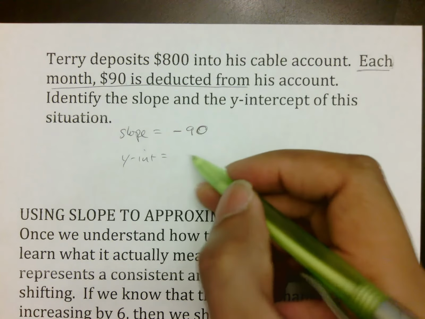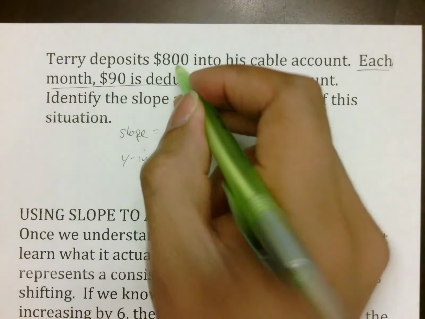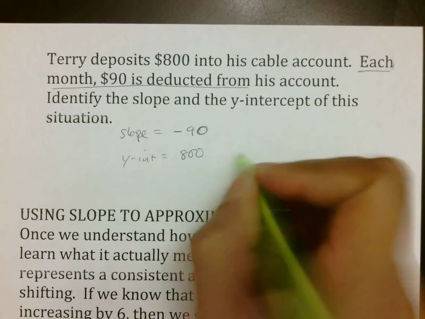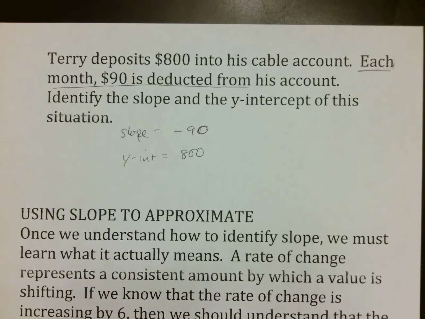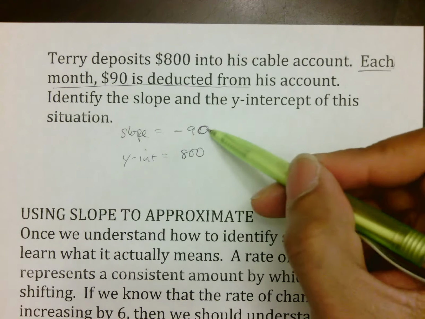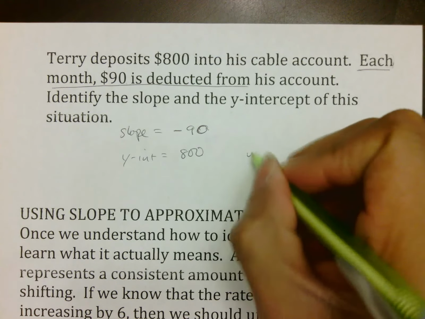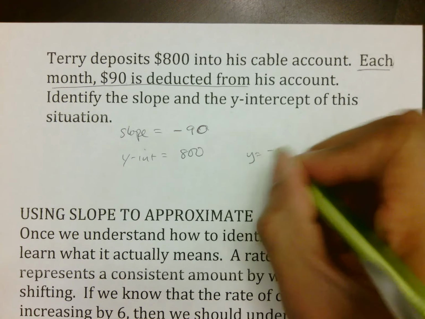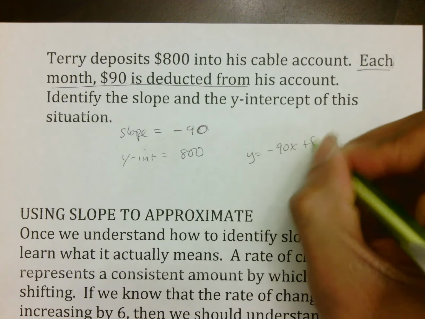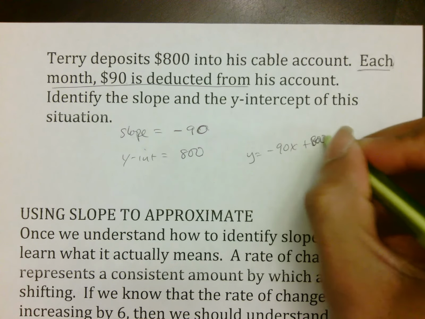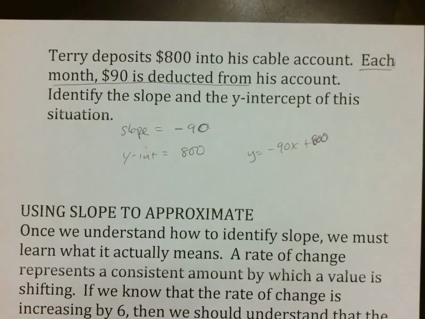Your y-intercept is your starting point, and since you deposited $800 into an account, that would be the number that you're using there. So your slope is negative 90. 800 is your y-intercept. If you were going to make an equation for that, it would be negative 90x plus 800, if you remember that y equals mx plus b from yesterday.